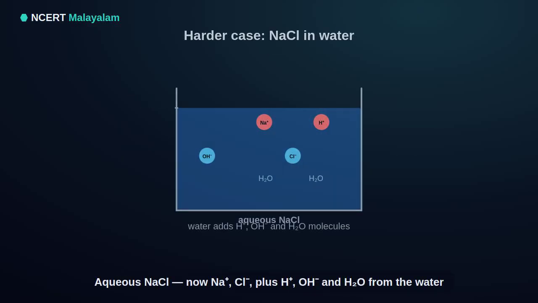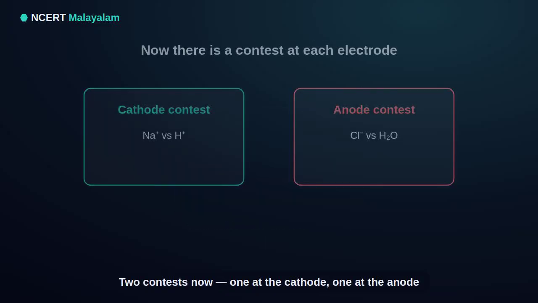Now dissolve sodium chloride in water. Things change. Besides the sodium ion and the chloride ion, the water supplies the hydrogen ion, the hydroxide ion, and water molecules. With so many species, there is now a contest at each electrode. One contest at the cathode, and a different contest at the anode. Let us look at each one separately.